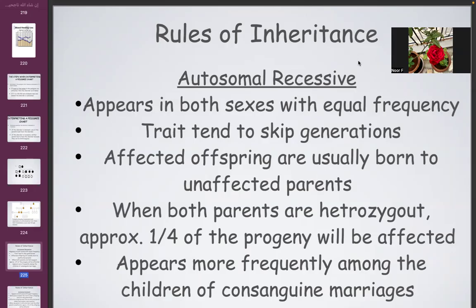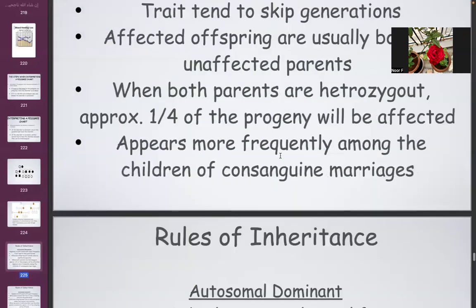Appears in both sexes with equal frequency. The trait tends to skip generations. Affected offspring are usually born to unaffected parents. When both parents are heterozygotes, approximately one-fourth of the progeny will be affected. Appears more frequently among children of consanguineous marriage. This is for the next.